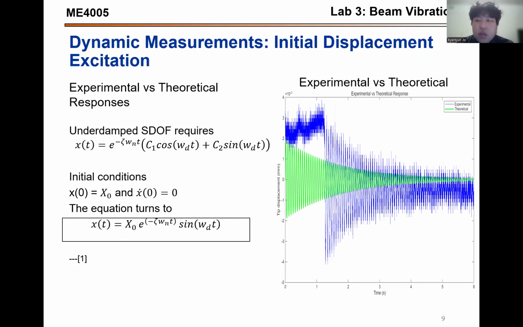After this, we compare the experimental versus the theoretical responses. As you can see on the graph, both graphs represent the decay similarly to each other. To figure this out, we apply the underdamped SDOF equation. Then we apply the initial conditions: when x at 0 equals the initial displacement, and the velocity at the initial displacement must be 0, and then the equation turns to this. Then we apply this to the theoretical response.